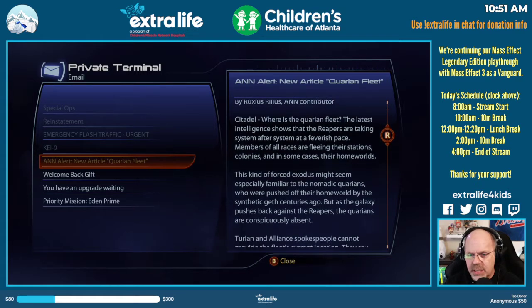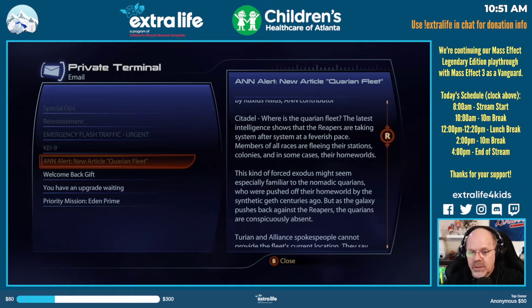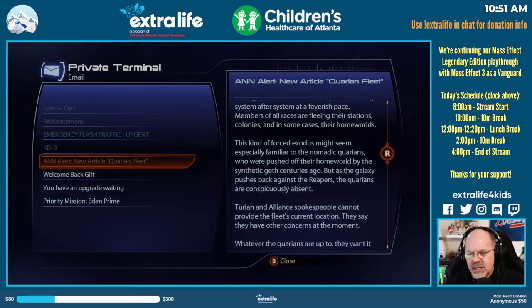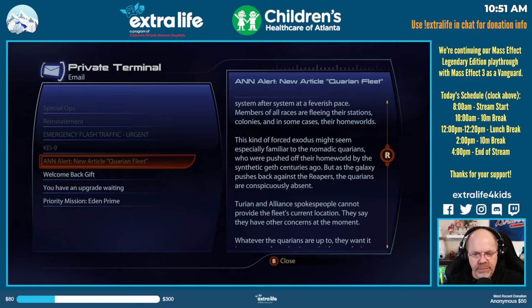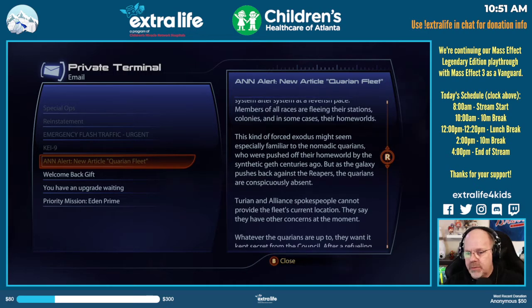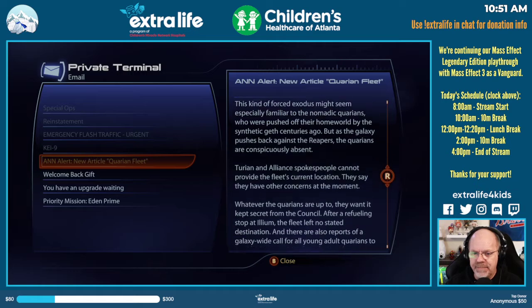The latest intelligence shows that the Reapers are taking system after system at a feverish pace. Members of all races are fleeing their stations, colonies, and in some cases their homeworlds. This kind of forced exodus might seem especially familiar to the nomadic Quarians who were pushed off their homeworld by the synthetic Geth centuries ago. But as the galaxy pushes back against the Reapers, the Quarians are conspicuously absent.